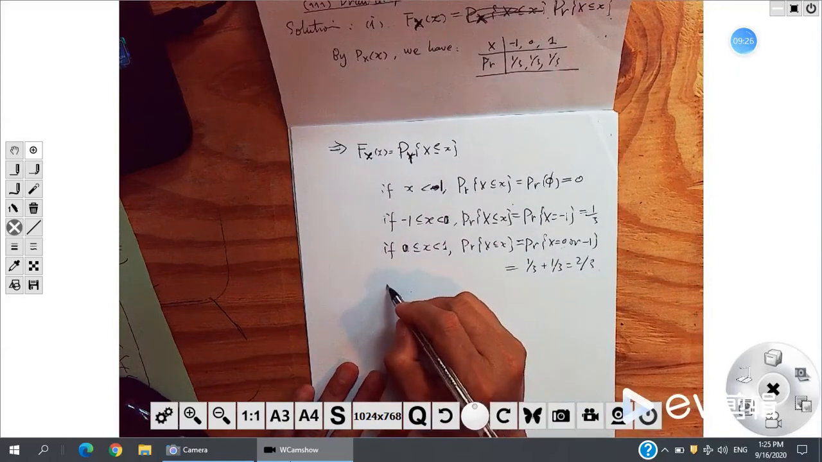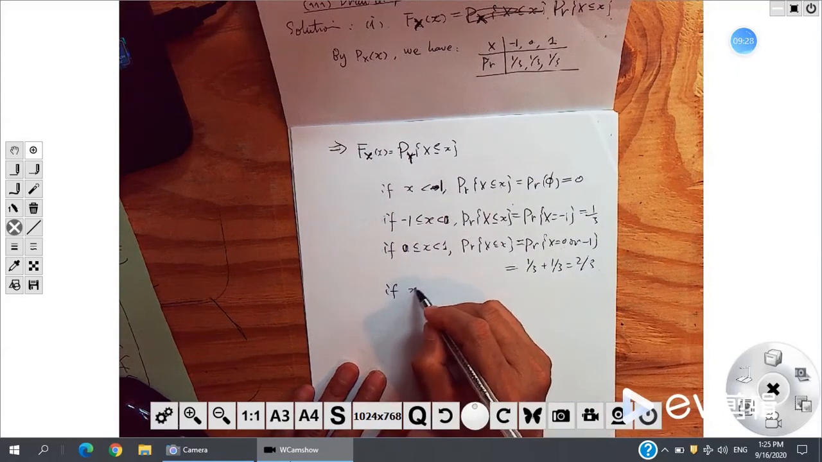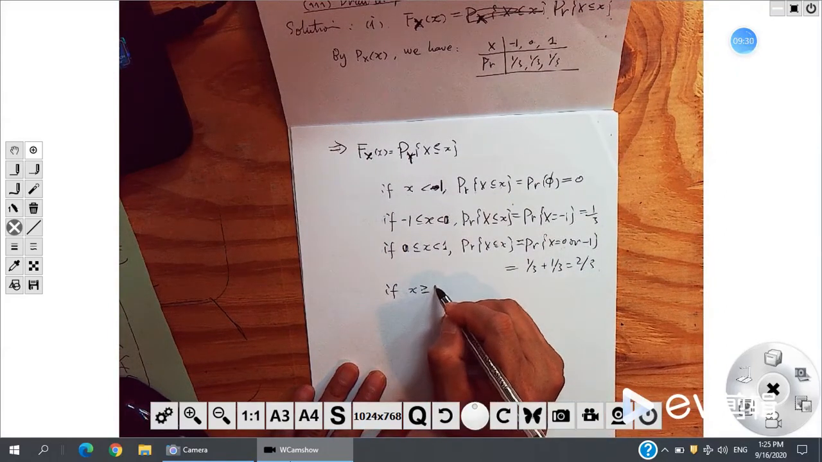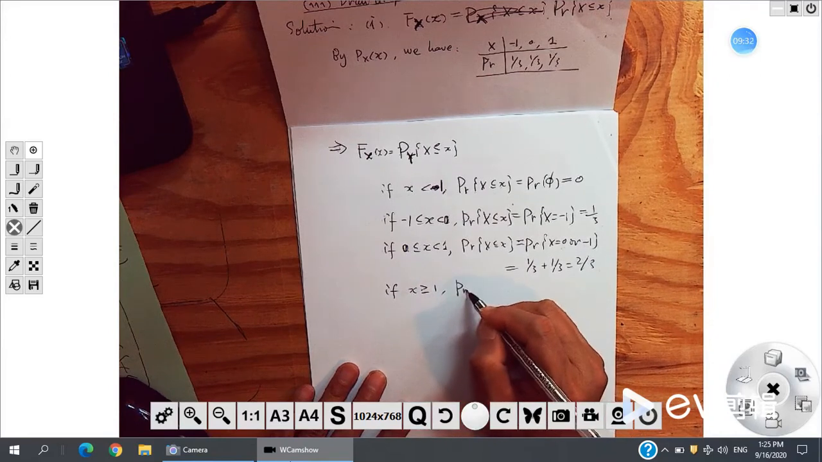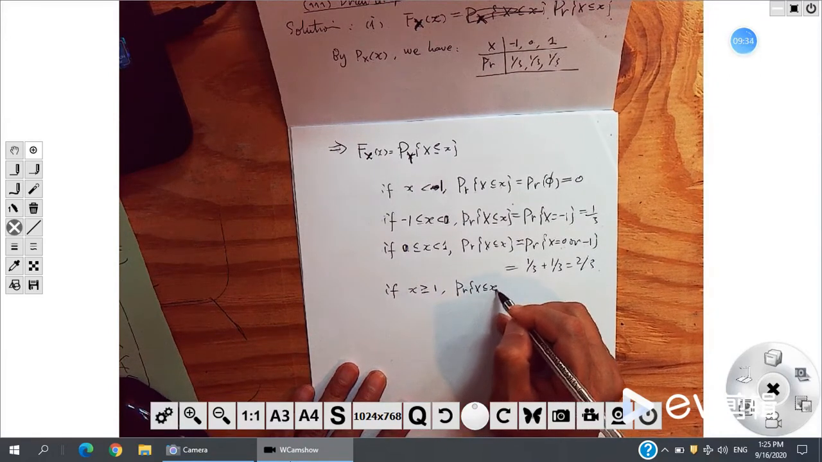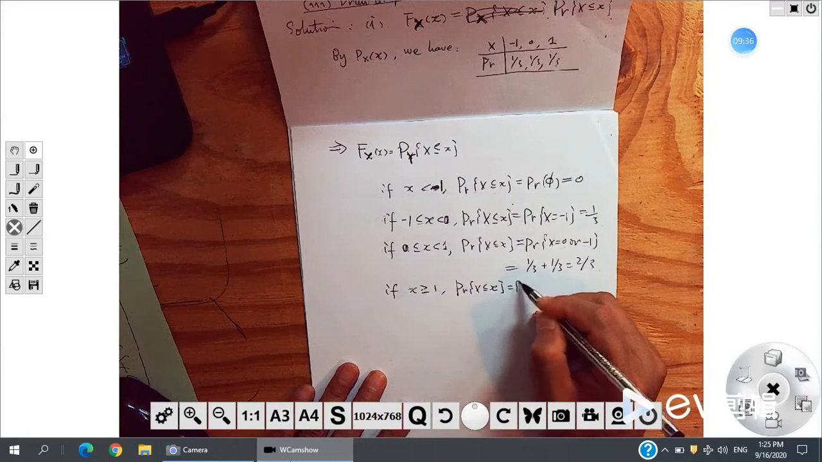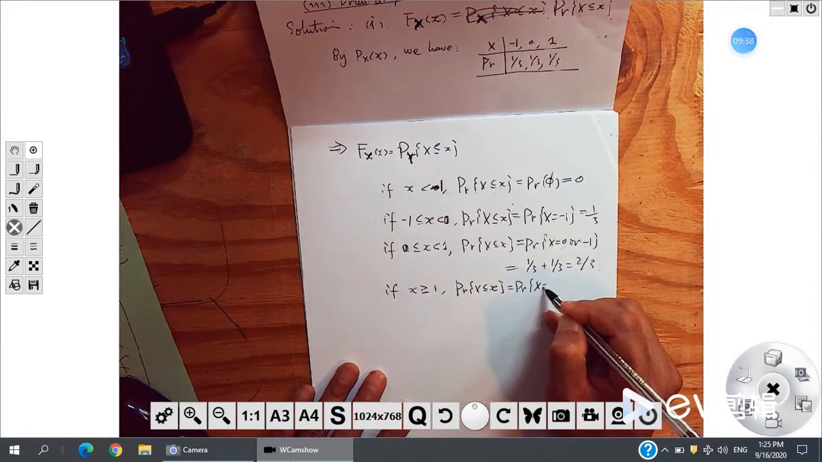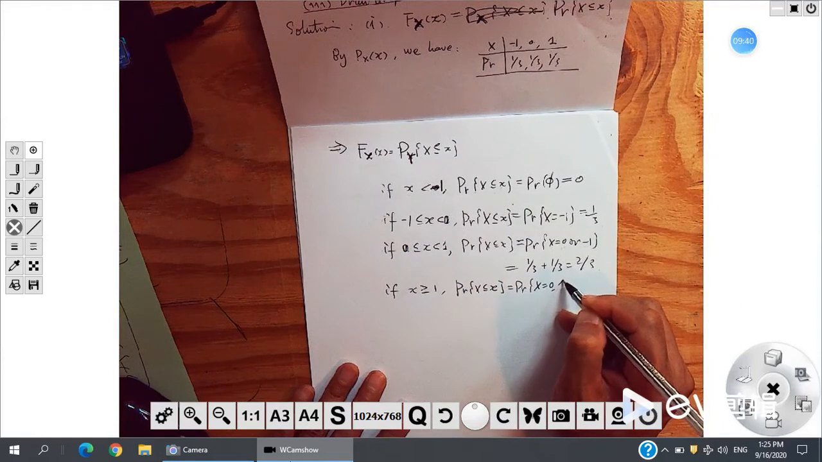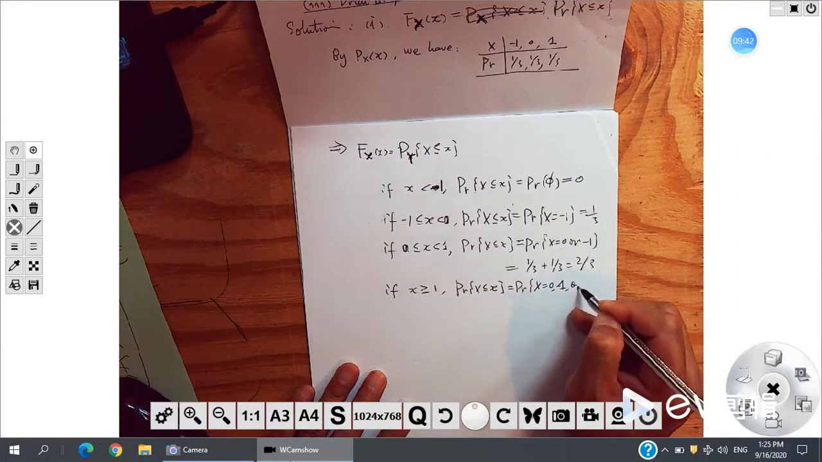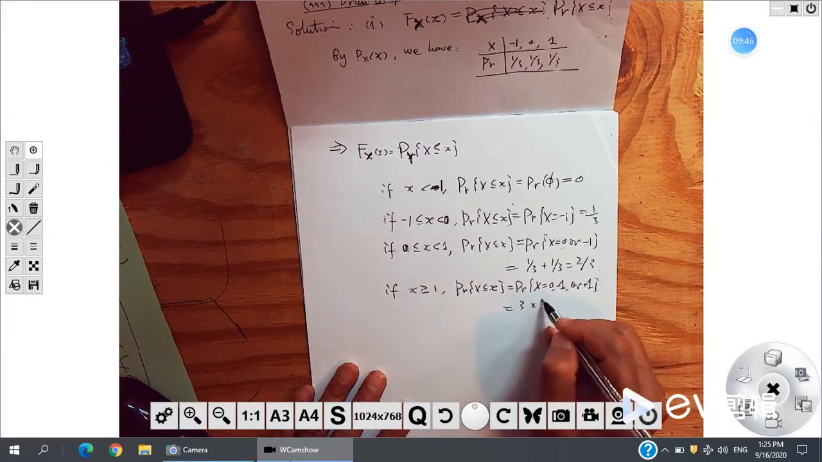And if x is larger than or equal to 1, then the probability that capital X is smaller than x will be the probability of capital X equal to 0, -1, or +1. So 3 times 1/3. That's 1.